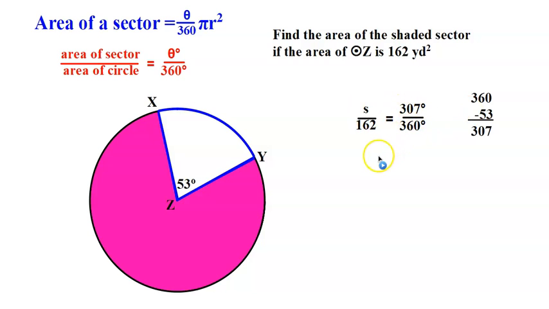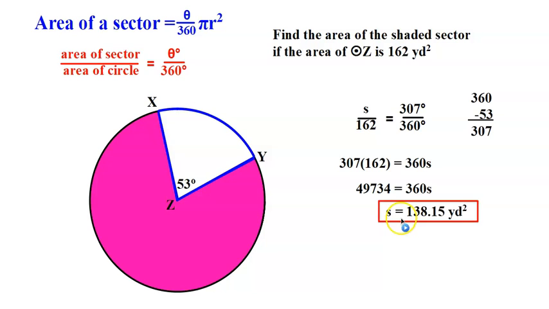Now I do my cross products, and I have 162 times 307 equals 360 times S. Putting that in the calculator, I come up with 49,734 equals 360S. Divide by 360, and the area of my sector is approximately 138.15 square yards. All right, not too bad.